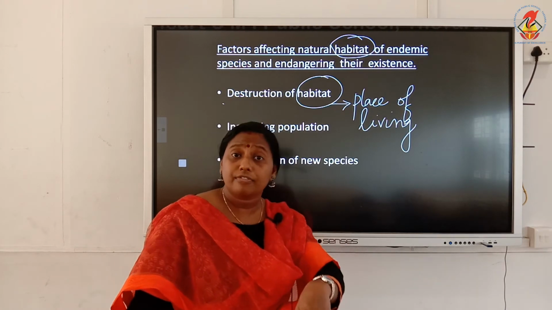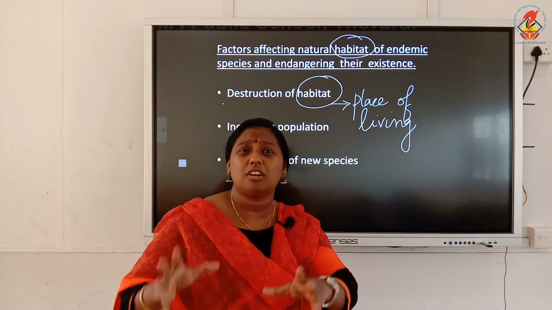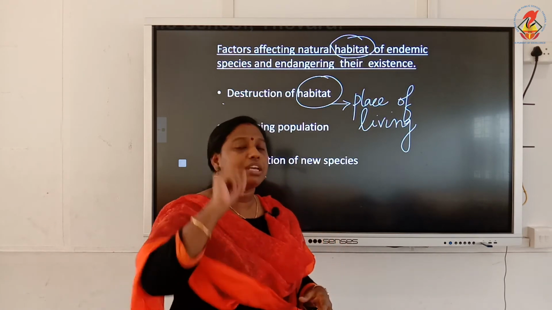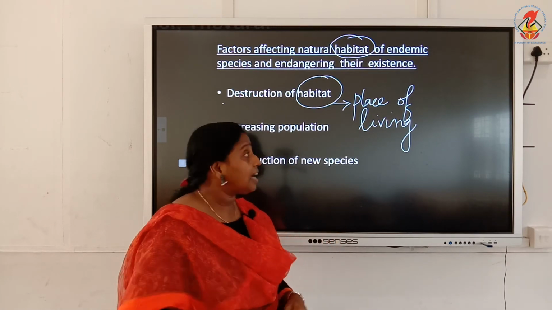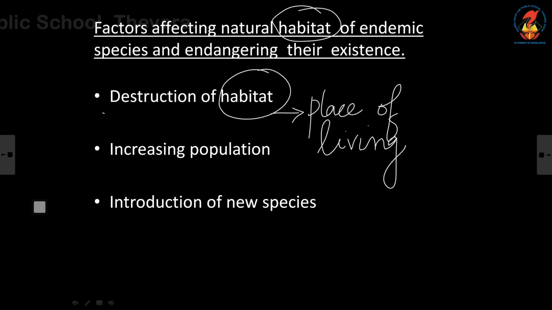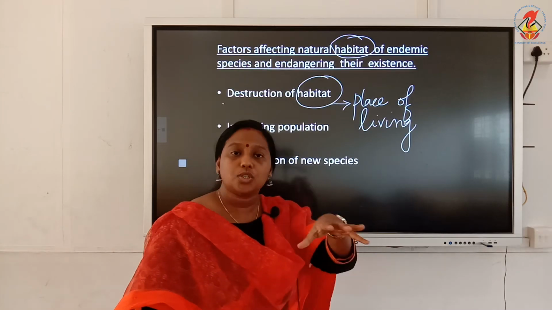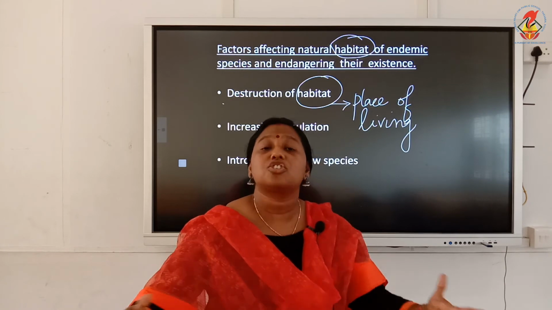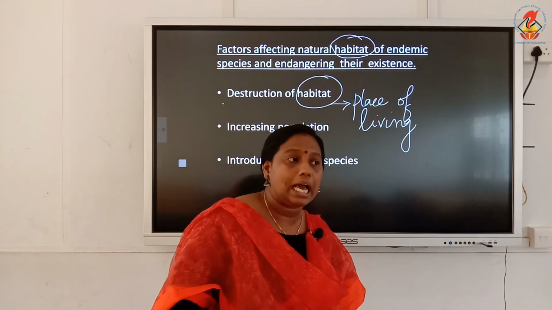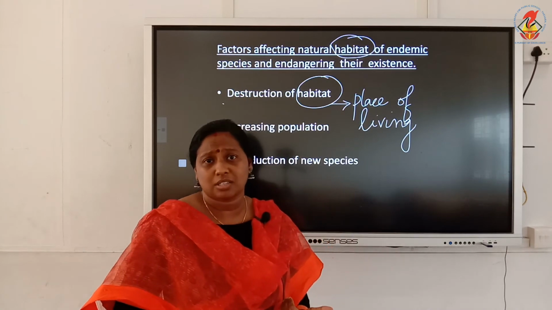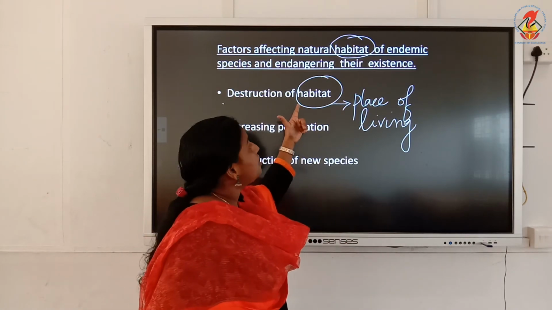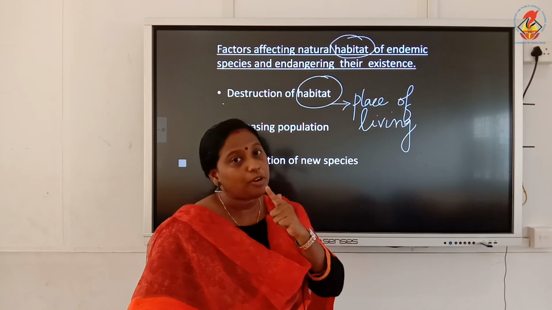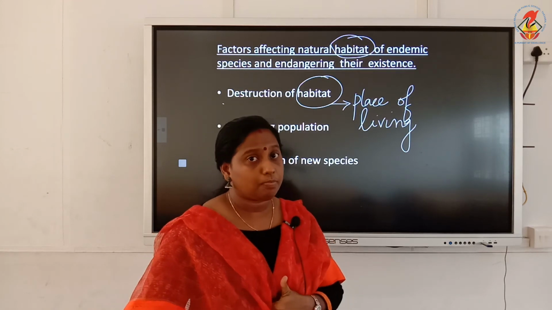Okay, the habitat of these endemic species can be altered or disturbed due to 3 factors. Now, what are the 3 factors? Number 1, destruction of habitat. The place where an endemic organism is living is destroyed due to some natural calamities or some man-made causes. Okay, that can destroy these endemic species. That will cause problems to our endemic species.